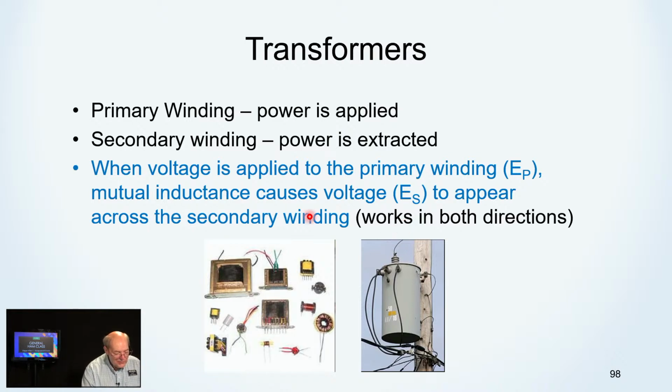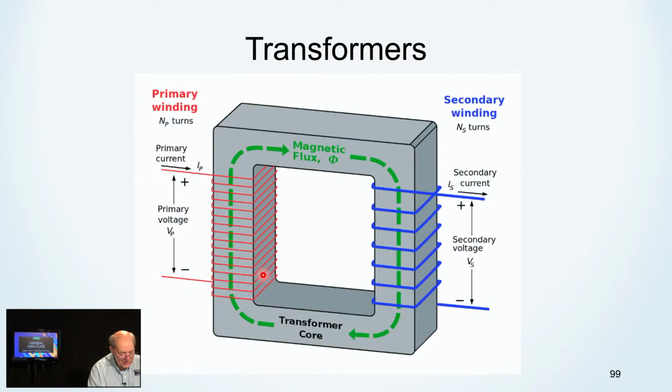So with transformers, we've got what's called a primary winding and a secondary winding. The primary winding is where we put voltage into the transformer. It's always AC. The secondary is where we take power out of the transformer. So when voltage is applied to the primary winding, mutual inductance causes voltage, ES, to appear across the secondary winding.